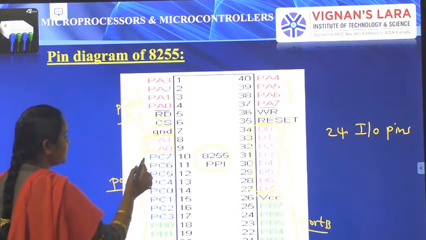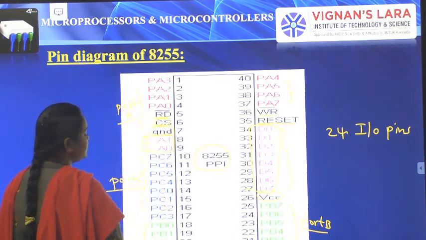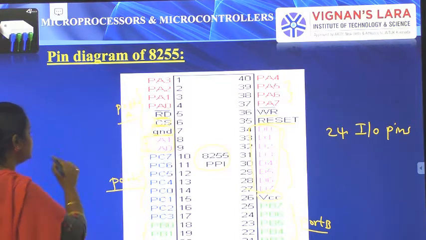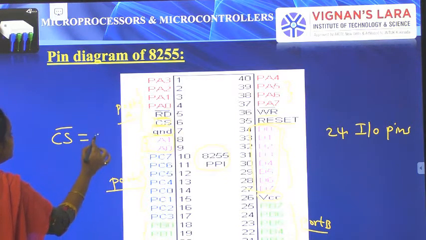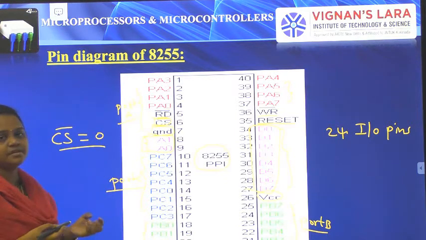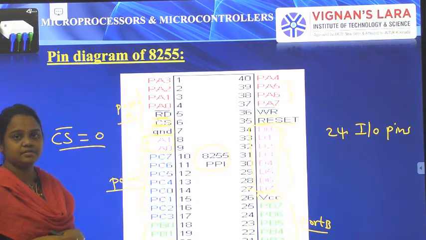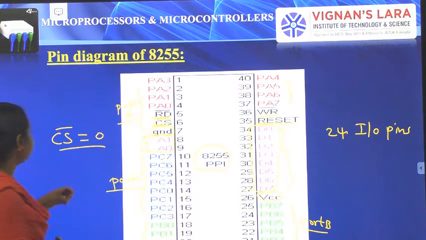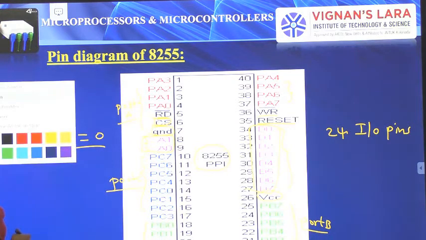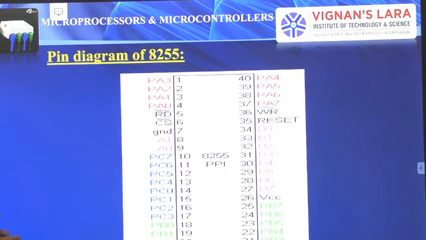And this is the CS bar. Whenever CS bar is 0, the 8255 is in operation. That means it is going to handle the operations on the system bus. This is the pin diagram.